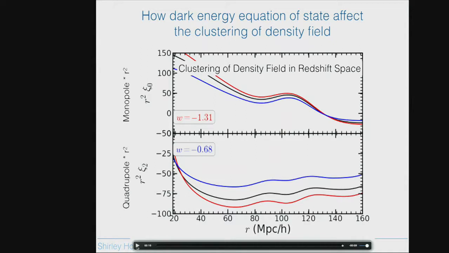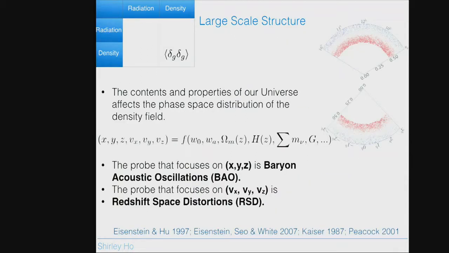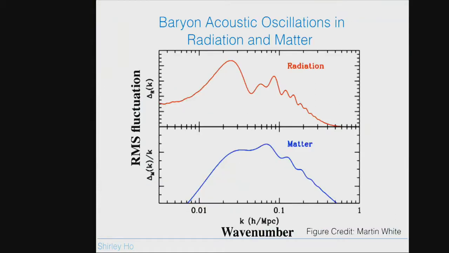Okay, cool. Next, the contents and properties of the universe affect the phase-space distribution of the universe: x, y, z, and vx, vy, vz. The x, y, z mostly affect the baryon acoustic oscillation that we talked about yesterday. The vx, vy, vz affect the redshift space distortions, and the effect mostly comes from something called f. I will tell you what f is very soon.